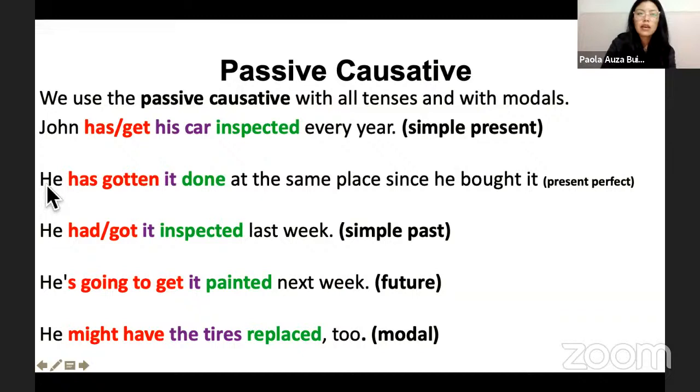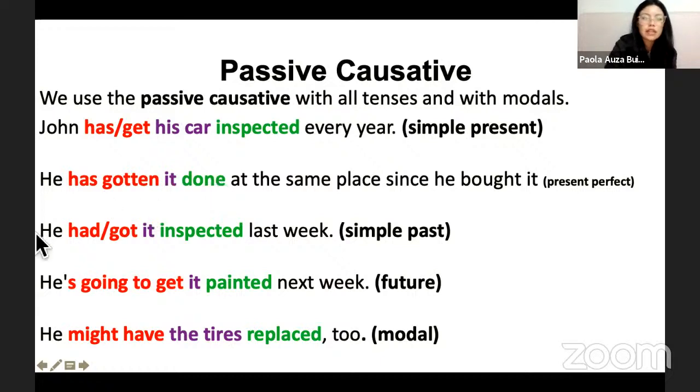All right. Second one, Santiago, could you read it? Thanks. He has gotten it done at the same place since he bought it. Thank you. Excellent. So in this tense, the has gotten, you remember, have or has, and then the past participle is present perfect. In this case, it follows the same form. It's present perfect, no? So we have has gotten, that's the present perfect. It is the object, no? And then the past participle.